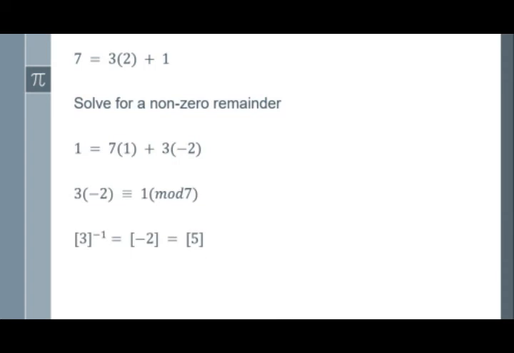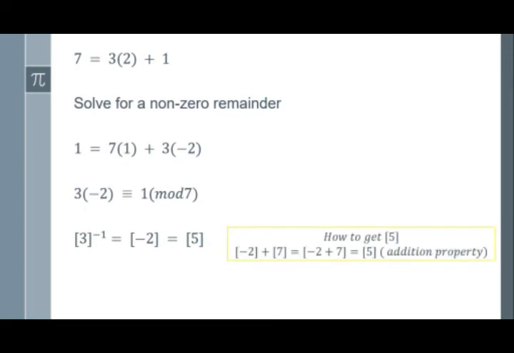The inverse of the congruence class of 3 is equal to the congruence class of -2, which is equal to the congruence class of 5. And this is how we get the congruence class of 5: we take the congruence class of -2, which is the inverse of the congruence class of 3, plus the congruence class of 7 from modulo 7, and you get the congruence class of 5 by the addition property.